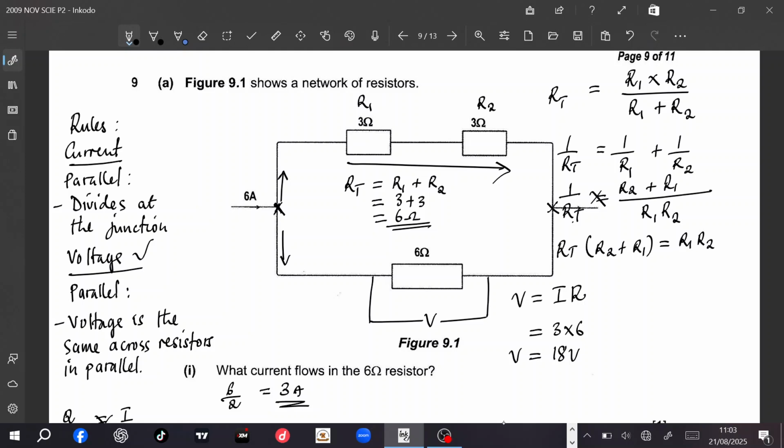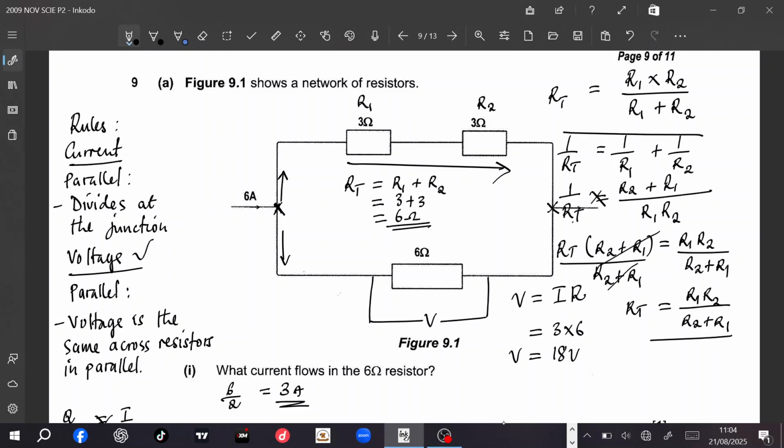Now we are looking for the total, so divide this side by R2 plus R1, and this side by R2 plus R1, so that this one and this one cancel. We remain with R total equals R1 R2 over R2 plus R1. So you see this formula and that formula are just the same, which means you can go straight to using that.